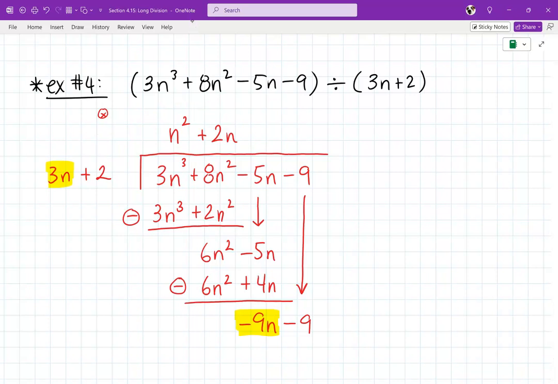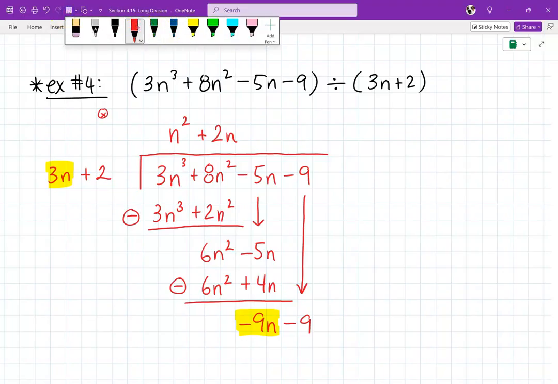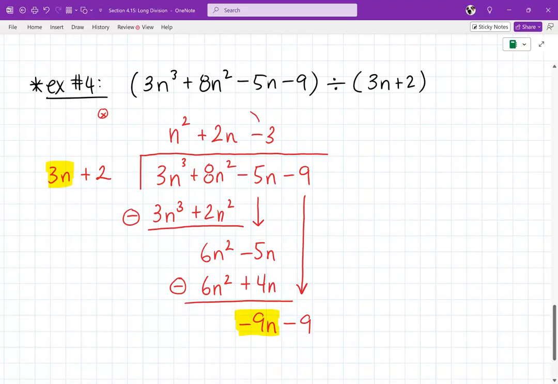So, 3n times what is negative 9n? 3 is right, but negative 3, right? They got to match. 3n times a negative 3 would give me a negative 9n. So I'm going to get only the negative 3, and put that into multiplication of that term. So negative 3 times 3n is negative 9n, and negative 3 times 2 is negative 6.